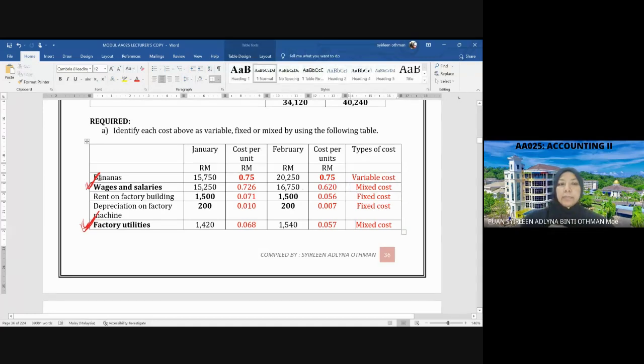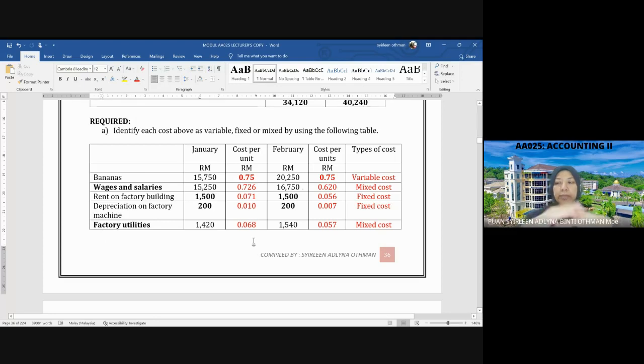Sebab nilai dia per unit tu jarang you akan dapat figure yang panjang sampai belakang. Macam kalau kita dapat 75 cents, memang kita akan dapat 75 cents. Mixed cost ni kadang-kadang beza antara setiap bulan tu tak jauh sangat. So that's why saya tak bundar dari awal. Okay. Alright.